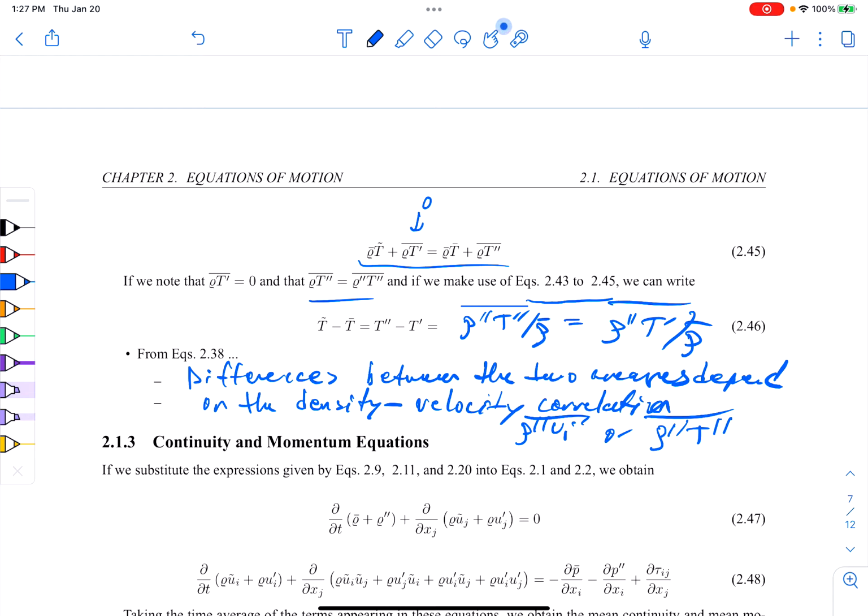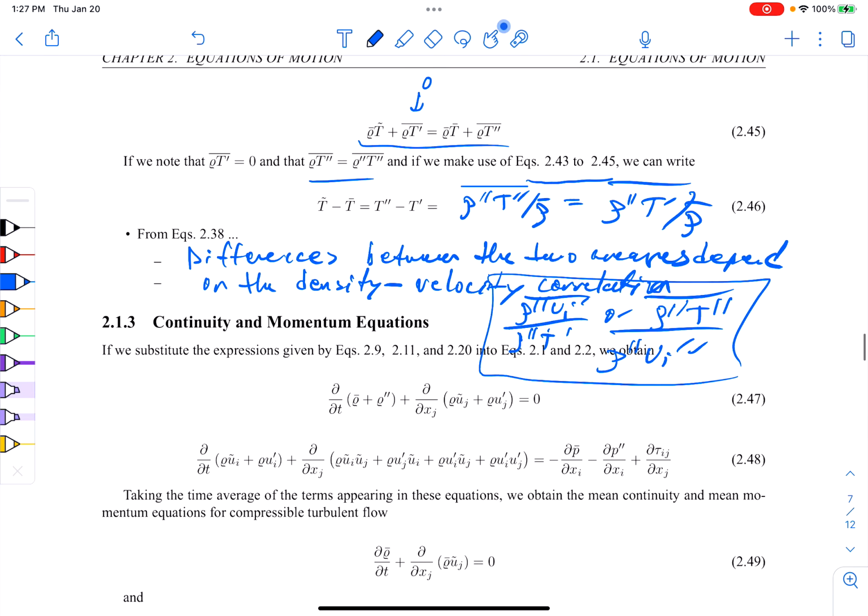Oh, I should also write two more terms, which we showed, rho double prime t prime, that's another one. And the last one would be rho double prime ui double prime bar. Okay, so those are the four we derived or showed. Well, all that's well and good, and we're going to use this in a second.